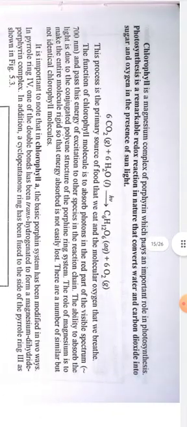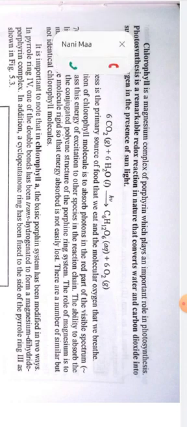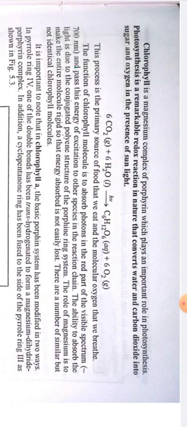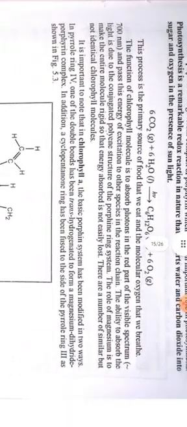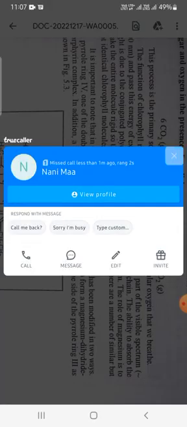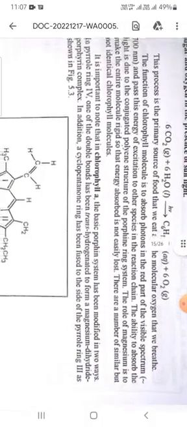Chlorophyll is a magnesium complex of porphine which plays a very important role in photosynthesis. Photosynthesis is a remarkable redox reaction in which water and carbon dioxide are converted into sugar and oxygen in the presence of sunlight. This process is the primary source of food, and we get the molecular oxygen when we breathe.